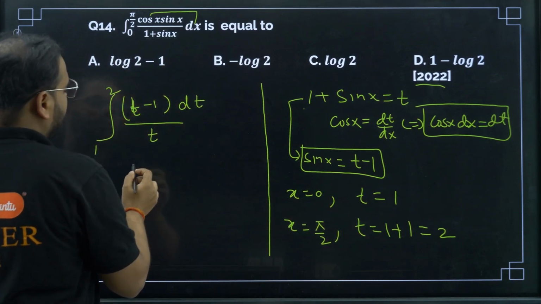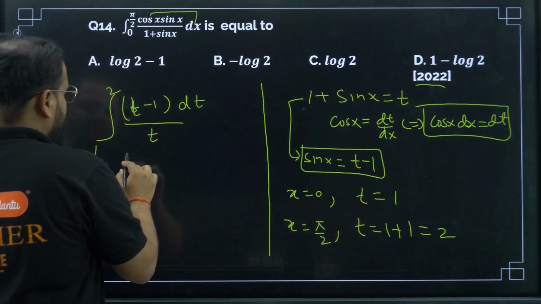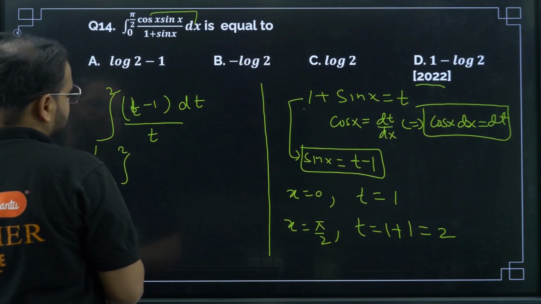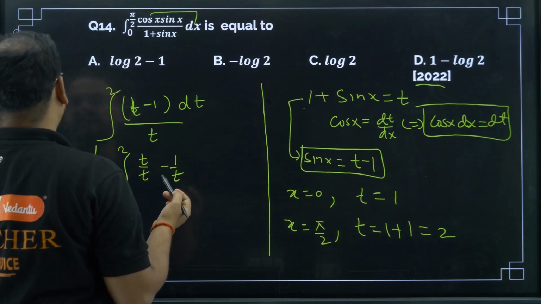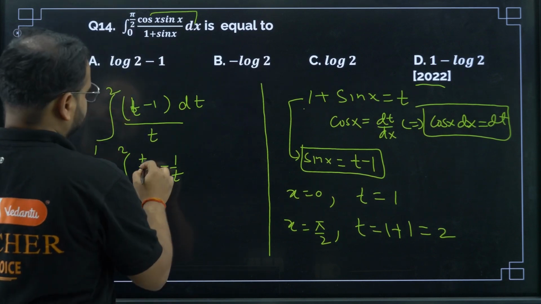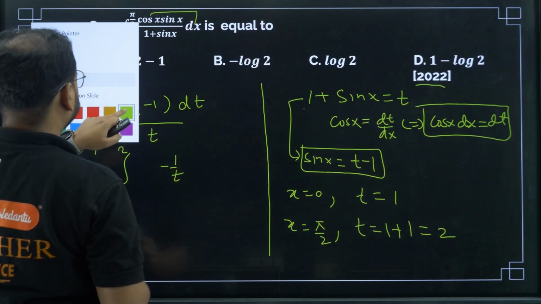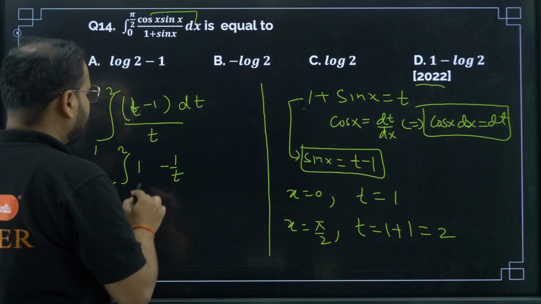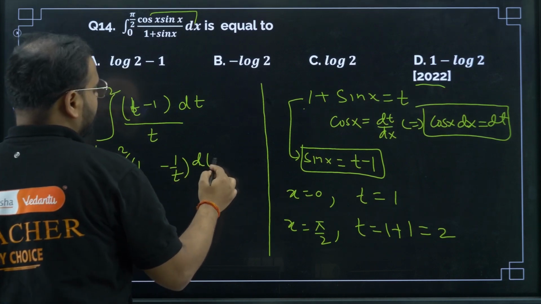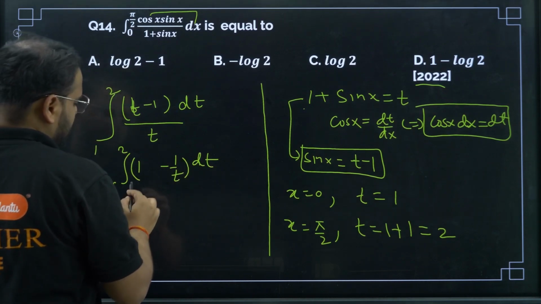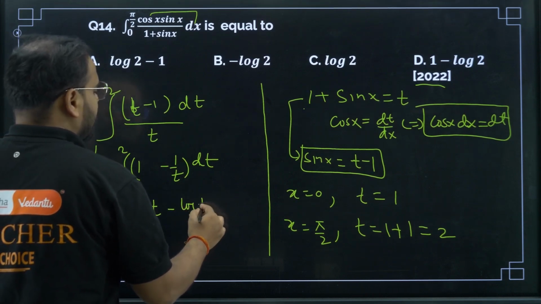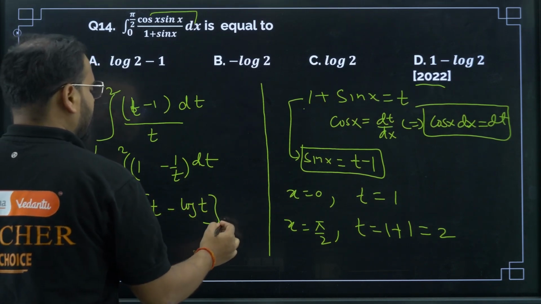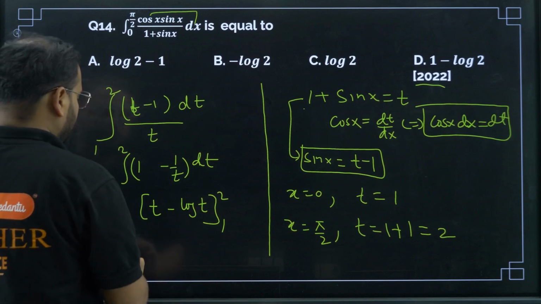Can we integrate this, sir? Of course, first if we take the bracket out, I think the job will be easier. It will be t by t minus 1 by t. So I can write this as 1 minus 1 by t with dt. Can you integrate this? Yes, sir, of course. Very simple. This is simply t and this is minus log t, with limits 1 to 2.